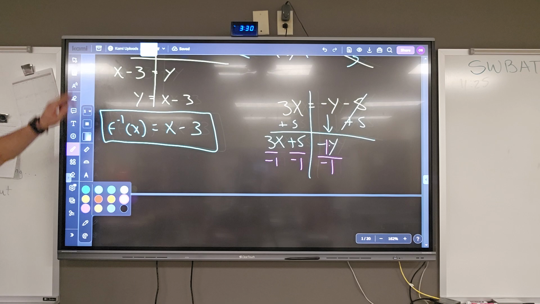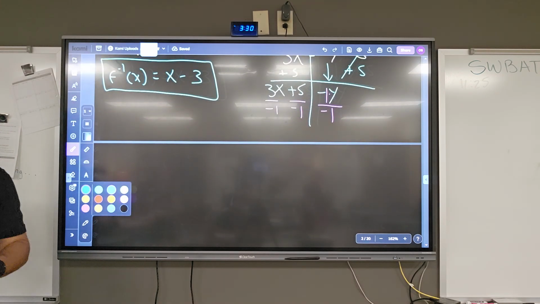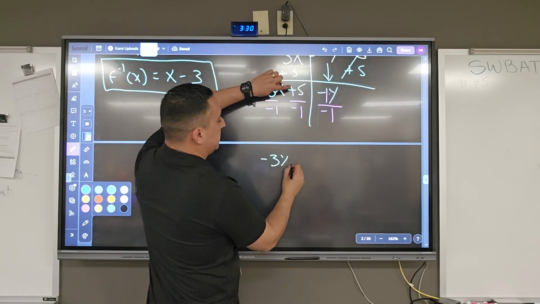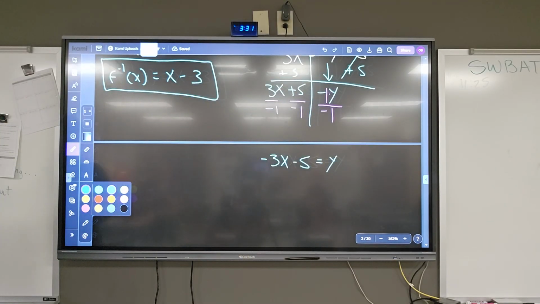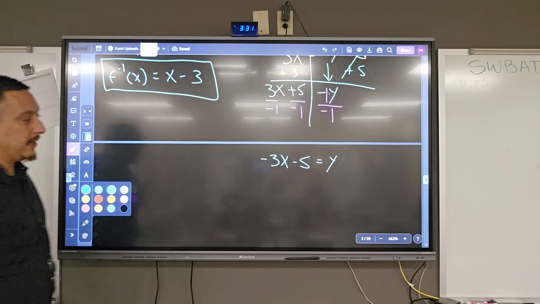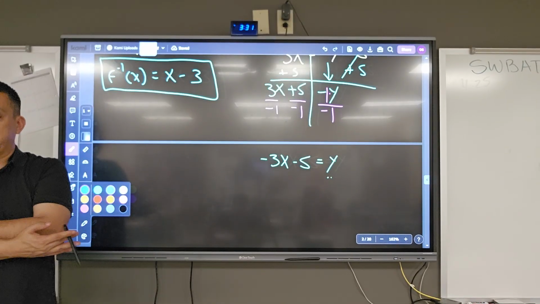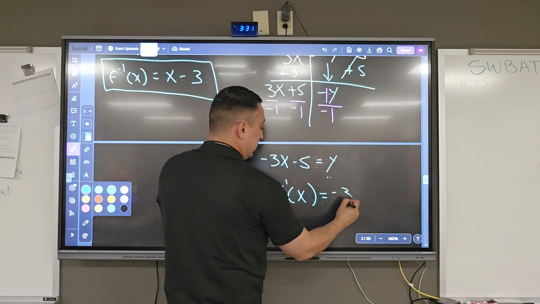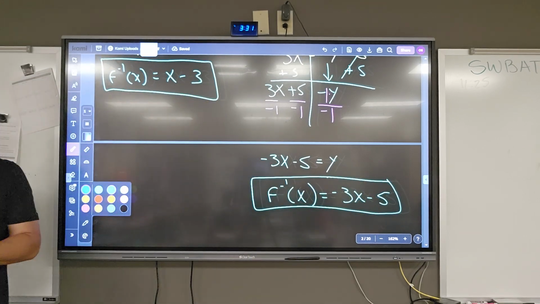Now something neat happens, and if you're aware of this, you could take this shortcut. When you divide by a negative, all your signs just flip, right? So this positive becomes negative, this positive becomes negative, that negative becomes a positive. So if you know that ahead of time, you can bypass that step and just switch all your signs. Anyways, notice the y is by itself. So I'm gonna not only switch, but retitle at the same time. Okay, so my inverse function is this. And you're done.